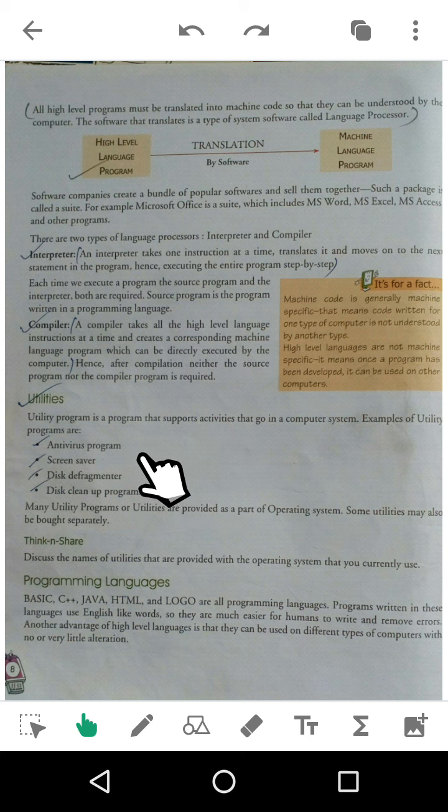Screensaver is a part of operating system. I am telling you, disk fragmenter is also a part of operating system. Disk cleanup program, I think, and an antivirus program, you need to buy these two things.